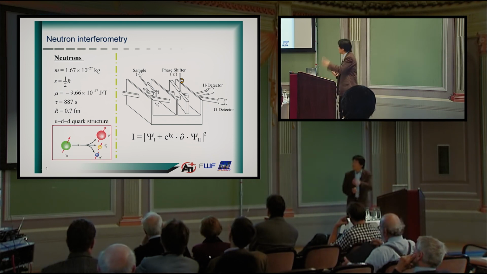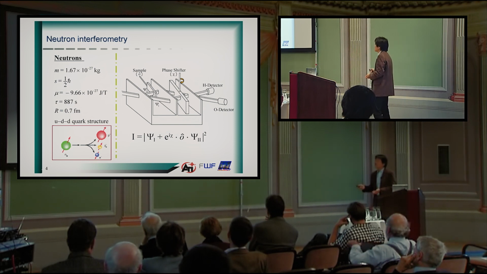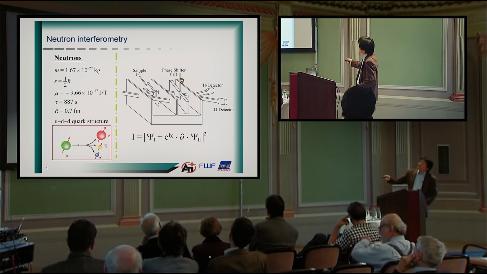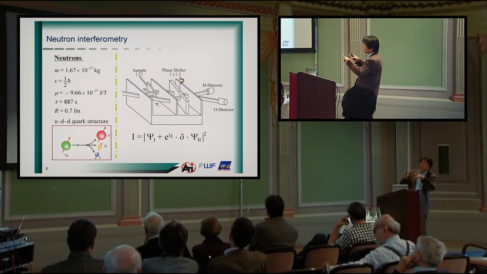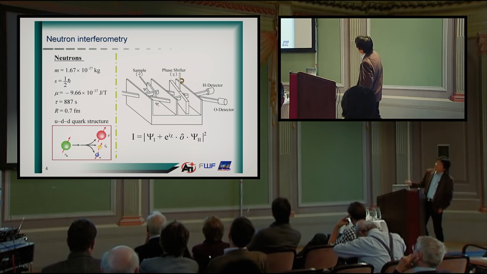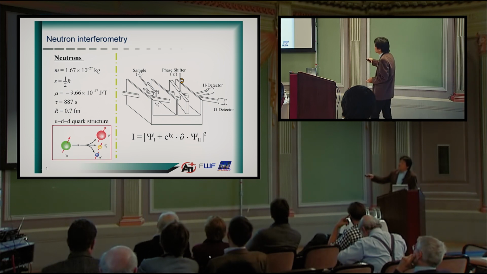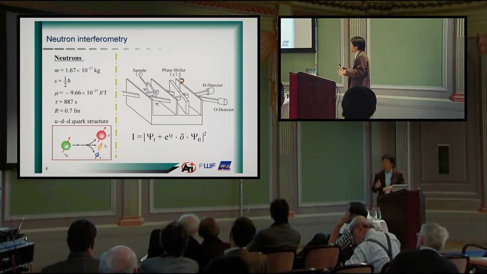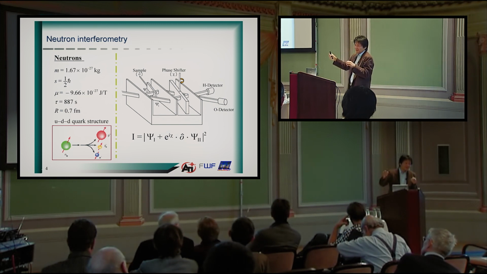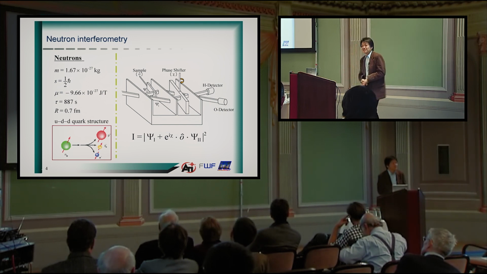Yesterday, Helmut already showed the neutron interferometer. We are using a single perfect crystal interferometer. The incident beam is split into 2 beam paths, beam path 1 and beam path 2. Then they are recombined. The beam separation is typically 2 centimeters to 5 centimeters. It is really a macroscopically separated beam. When they are recombined, they show interference fringes.